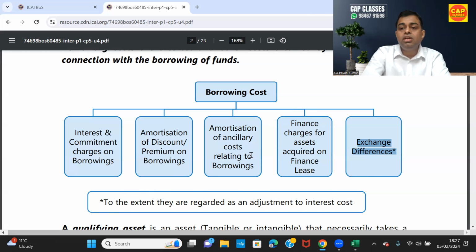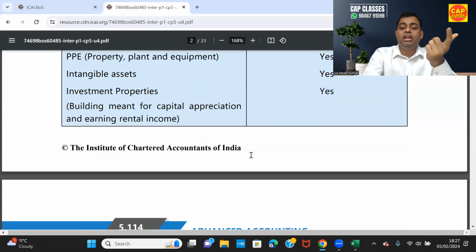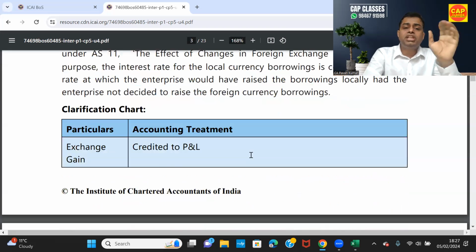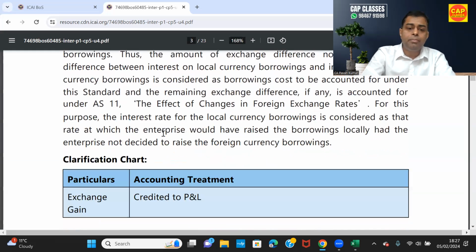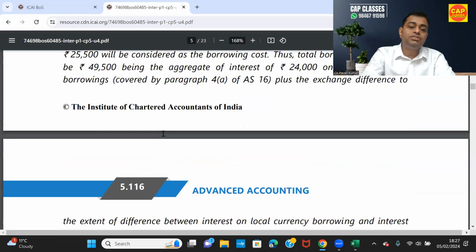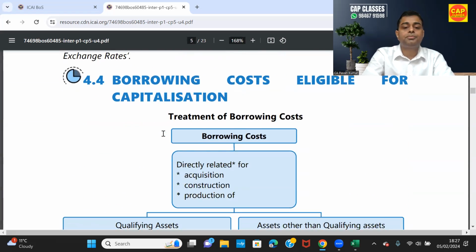So borrowing cost has 5 elements. We have seen borrowing cost and we have seen qualifying asset. Now exchange differences, this part is there, 4.3. We'll come back to this later, after discussion of the remaining things. Now there is one example, and we'll solve this example also.